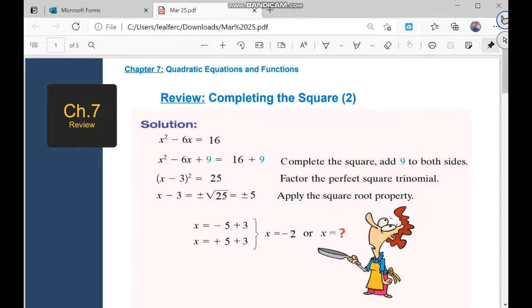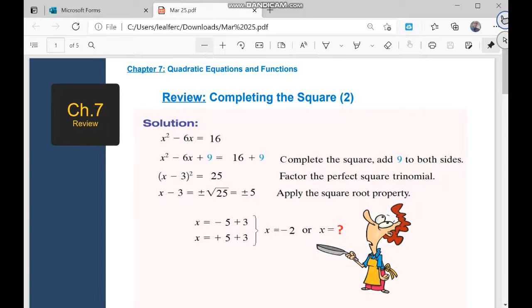Let's move on. I have another way that's a bit easier, a formula that you can apply. We're going to check it out later.